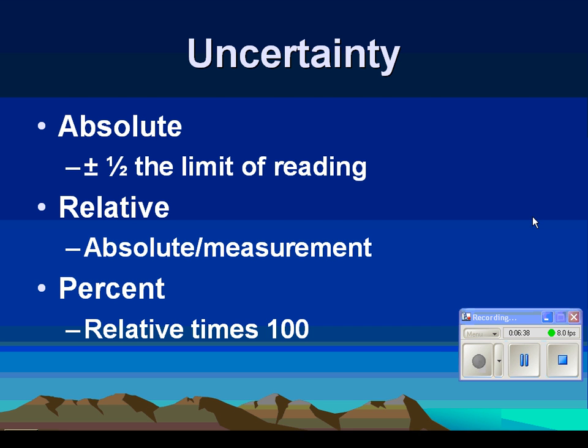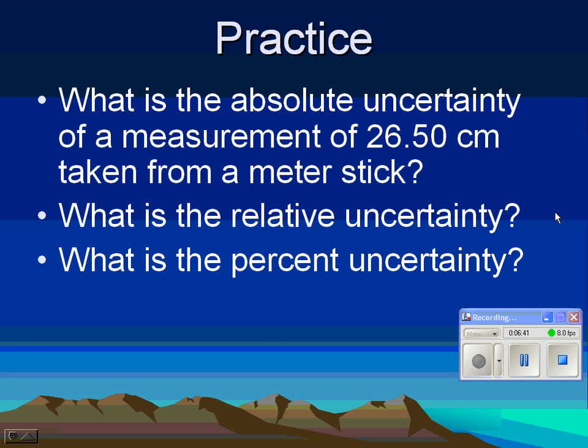Let's just take a look at this real quick. We take a measurement of 26.5 centimeters with a meter stick. What's the absolute uncertainty of that measurement if we use a regular meter stick? 0.5 what? What's the limit of reading on this meter stick? Millimeters. So 0.5 millimeters, which is 0.05 centimeters. That's our uncertainty using this tool, assuming that we used it really well.